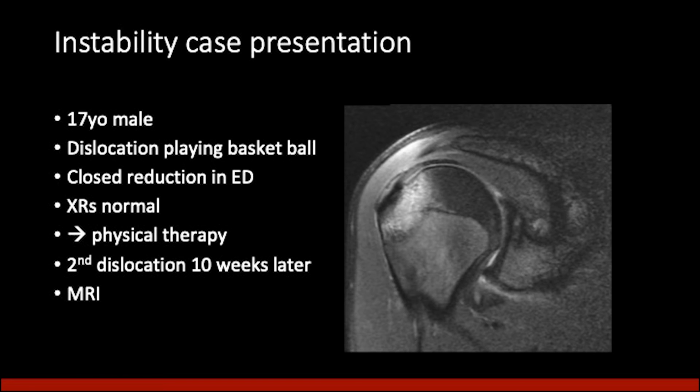We put him through physical therapy. He got back to full strength, good range of motion. He was not reporting any apprehension. 10 weeks after his initial dislocation, like his second day back playing basketball, he dislocated again. So we got an MRI at this point. The MRI is right here.